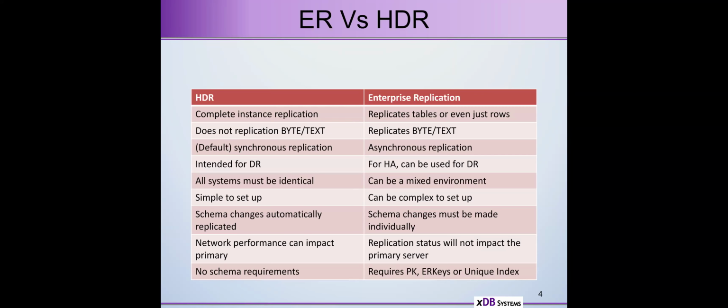However, downside, it can be a little complex to set up. Schema changes, you have to do that yourself. There are some features it gives you that help, but for the most part, you're going to have to change the schema on all of the tables. But again, a problem with replication won't impact the primary. The one schema thing it does require is that all tables replicating either need a primary key added, or some kind of unique index. So just keep that in mind with your environment. You will need those added.